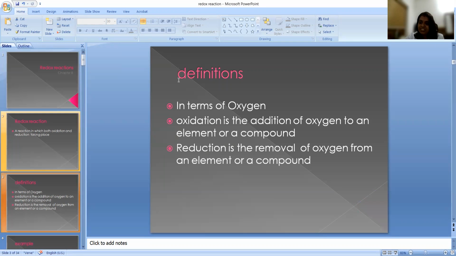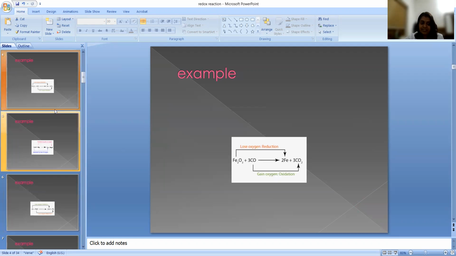Let us first discuss the definition in terms of oxygen. Oxidation is the addition of oxygen to an element or a compound. The opposite is reduction. Reduction is the removal of oxygen from an element or a compound. Let us see examples so we will understand more.